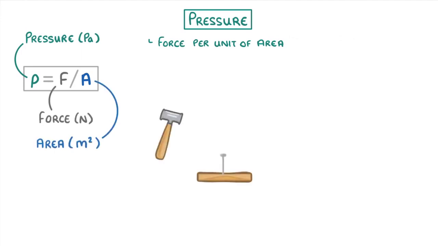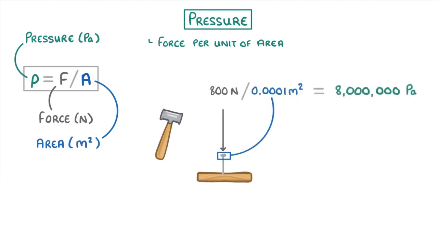So if you hit a nail with a hammer, you would be applying a force to the area of the nail head, which would result in a pressure on the nail. For example, if you applied 800 newtons of force, and the area of the nail head was 0.0001 meters squared, then you'd generate a pressure of 8 million pascals, or 8,000 kilopascals. In this case, the pressure was created from the collision of two solid objects, the hammer and the nail.